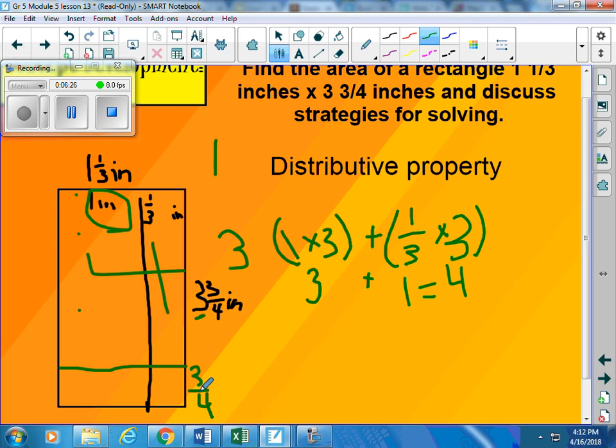Now I've got this little area down here. So I used the 3 before, but guess what? Now I'm going to have to use the 3/4. So I'm going to do the exact same thing. I'm going to take this 1, because this whole section here is 1, and I'm going to multiply that times the 3/4.